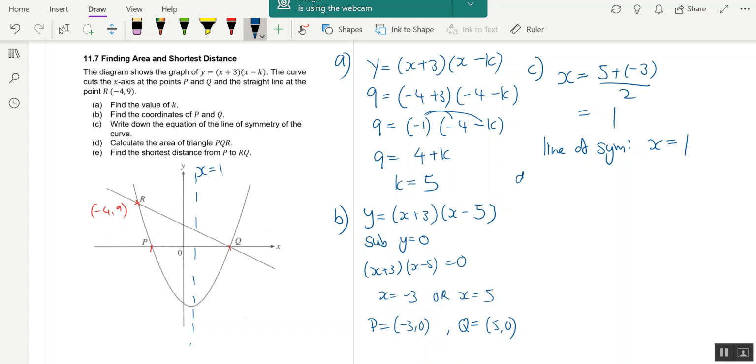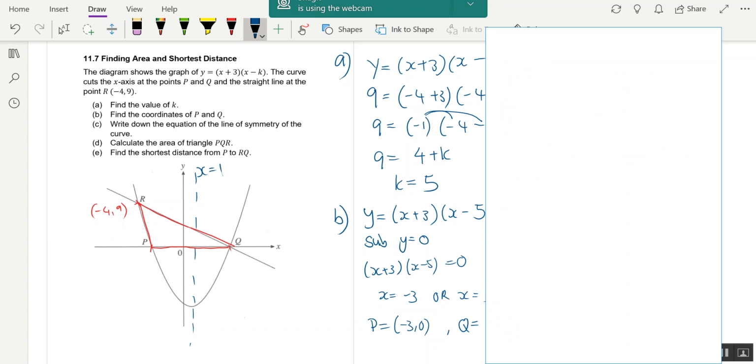Okay? So D and E are very important concepts that you have to know before you go for your O-level. Calculate the area of PQR. So let me use my red to highlight PQR for you. Okay? When the question asks for the area of a triangle, you always have to use the horizontal difference and the vertical difference. What do I mean by that? So I want to find the area of this.